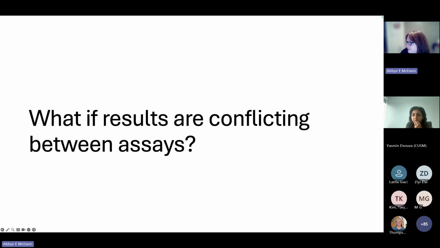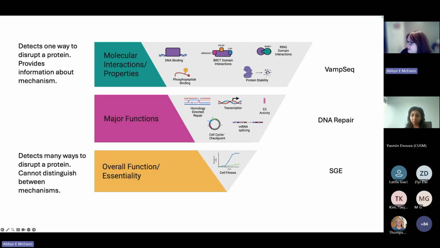All right, so the next question is, what do we do if assay results are conflicting? This is something that worries a lot of people, and it can feel like a crisis, but usually it isn't. So let's walk through it and think about it a bit. To understand resolving conflicts between different assays, I like to take a step back and understand what different assays are actually measuring and what they're doing.